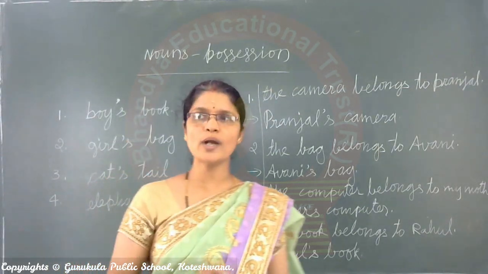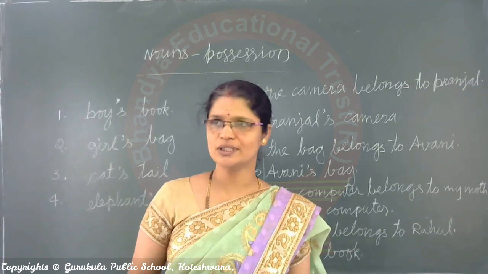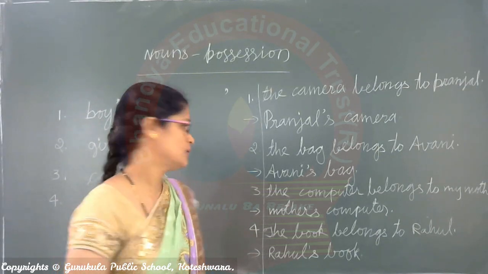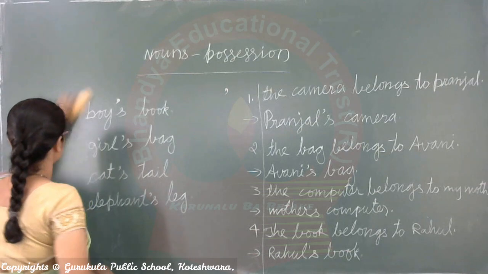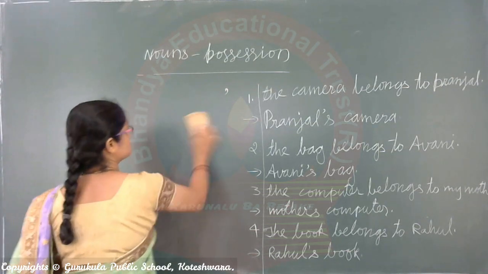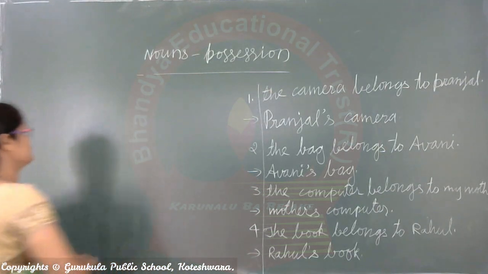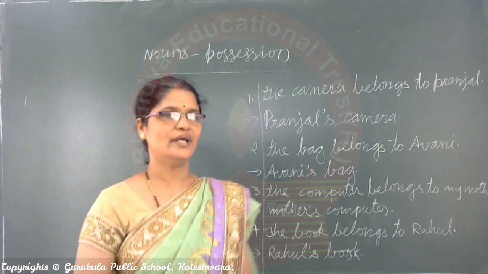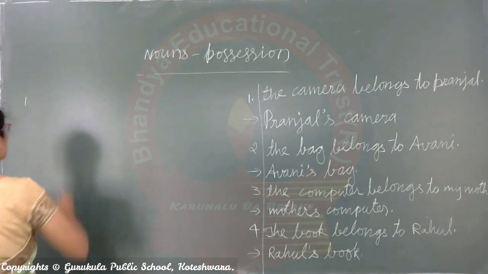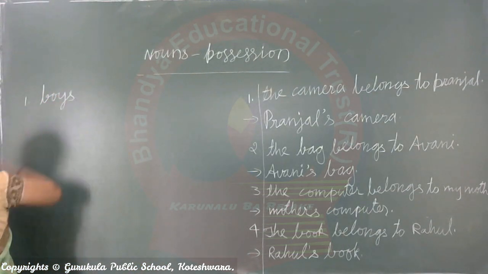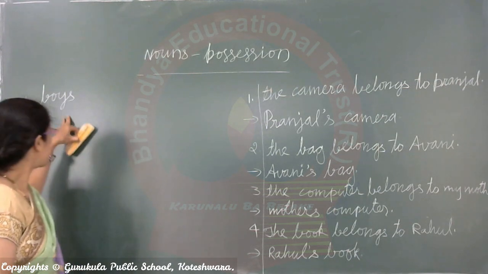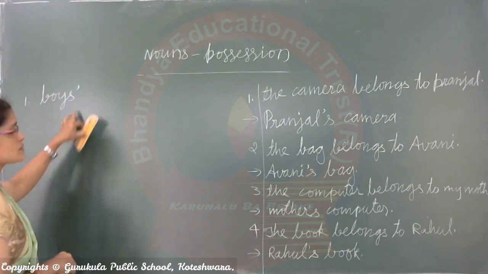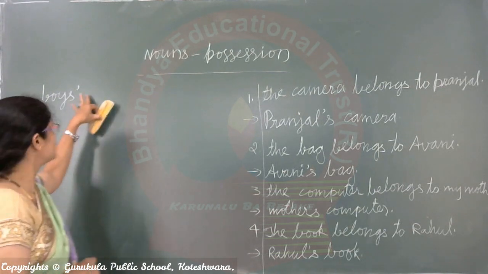If there is a plural noun, what changes will come? After the s, we should add only an apostrophe. See the example. If there is a plural noun, we should add only an apostrophe. For example, boys, B-O-Y-S. It is plural. After the s, we should write an apostrophe. But again, no need to write another s.